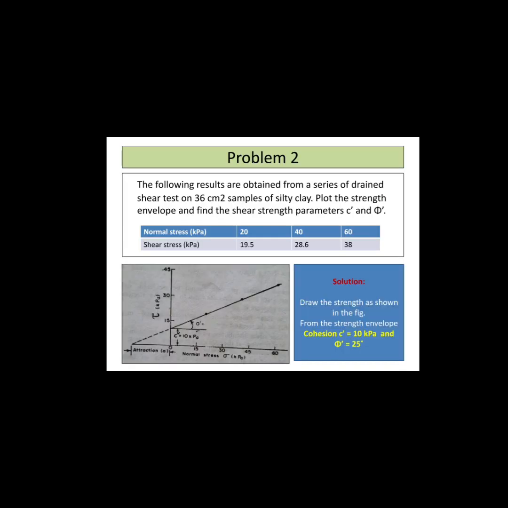Let's see another example. The following results are obtained from a series of drained shear tests on 36 cm square samples of silty clay. Plot the shear strength envelopes and find the shear strength parameters C dash and phi dash. Please note that here, since it is mentioned that it is a drained test, the shear strength parameters are mentioned as C dash and phi dash. The normal stress and shear stress values have been given as 20, 40, 60 and correspondingly 19.5, 28.6 and 38.